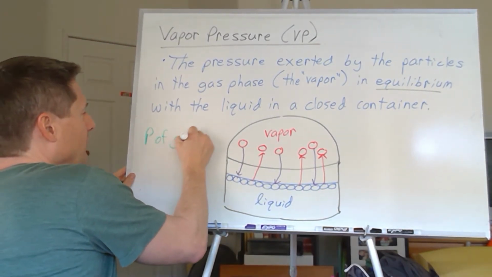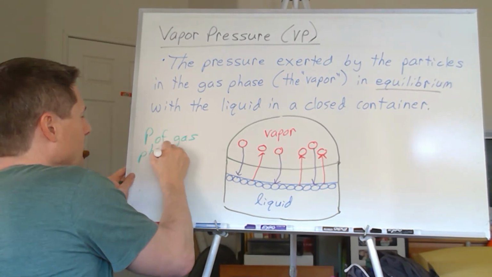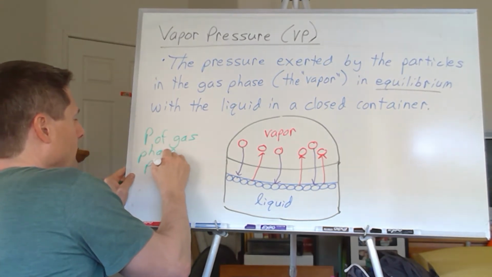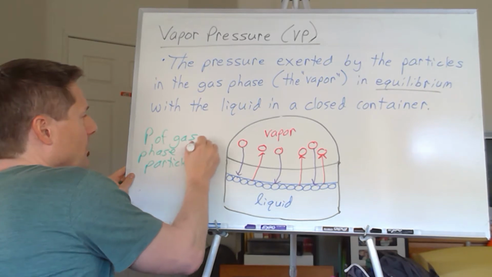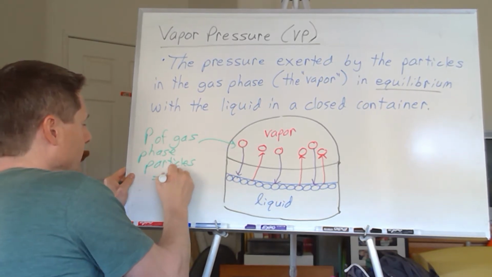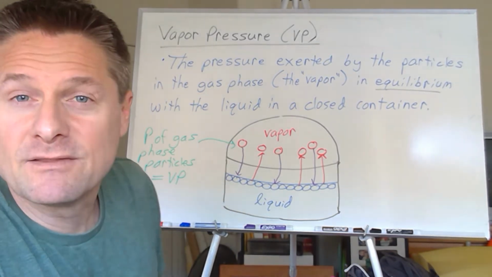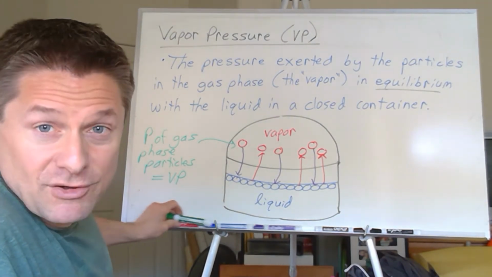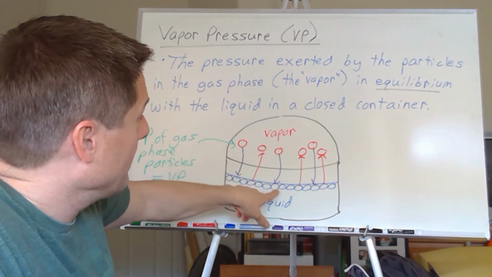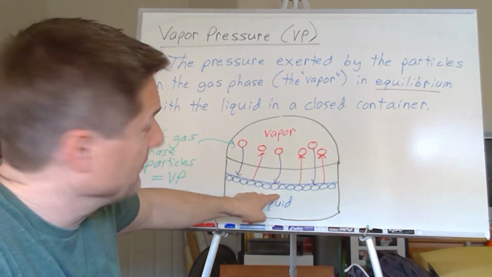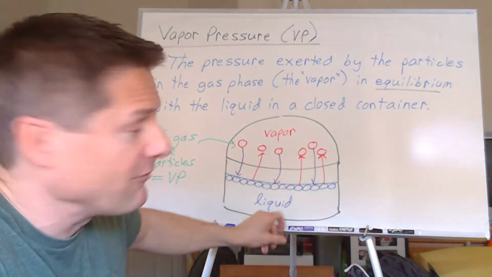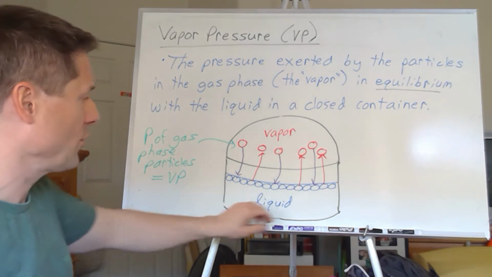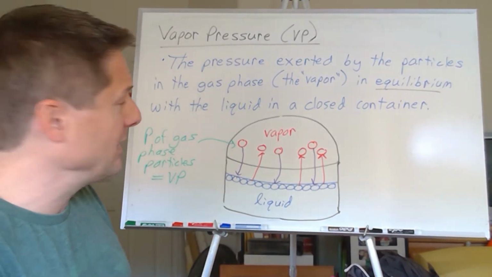So pressure of the gas phase particles right there is the vapor pressure. So let's take a look at how the vapor pressure depends on the intermolecular force strength of the particles of this particular substance, whatever it is, and the temperature. So see if you can predict it.